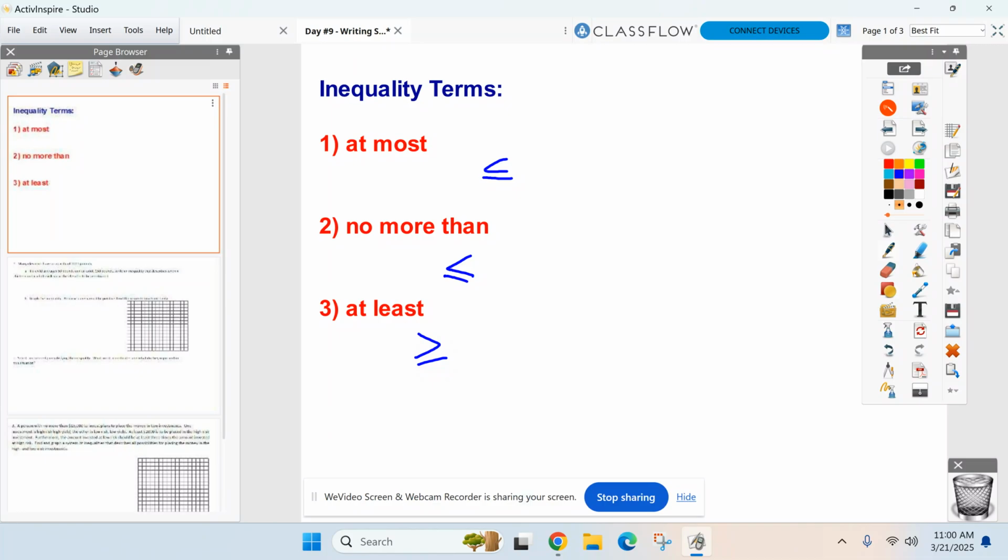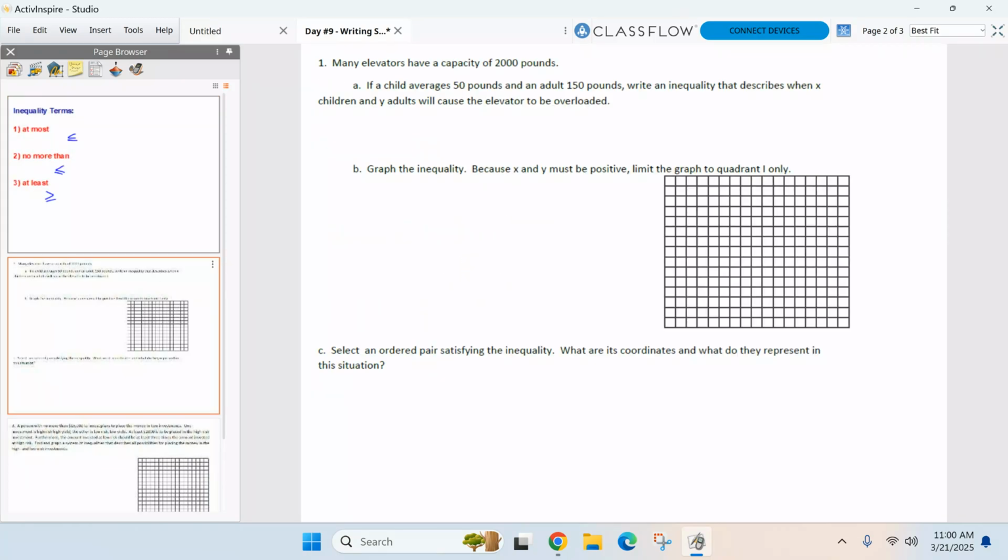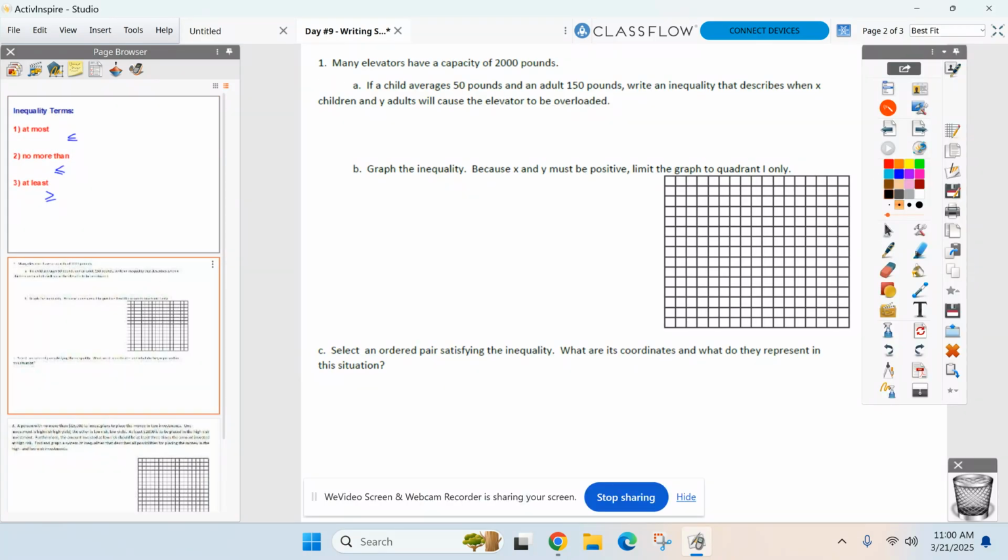You're probably going to be wrong too, because it is not the same as the graphing we've done the last couple of days. Let's get into it, because I only have two problems, so I don't want to spend all the time here. Read through, we're going in the elevator. Just make sure we're good with the language. Capacity of 2,000, what does that mean? At most. It can hold 2,000 or less.